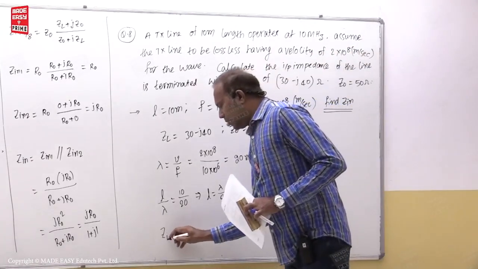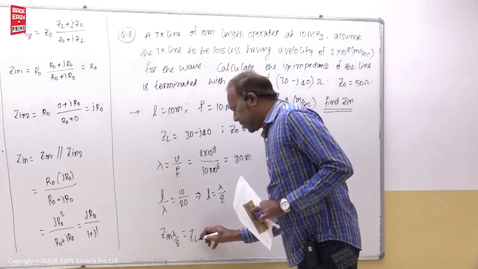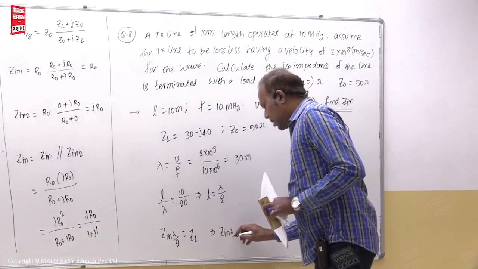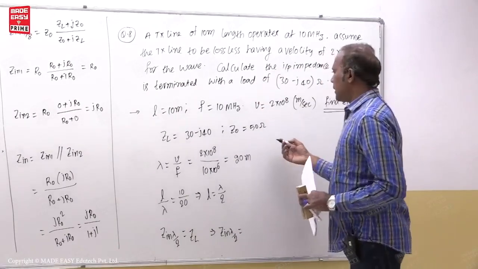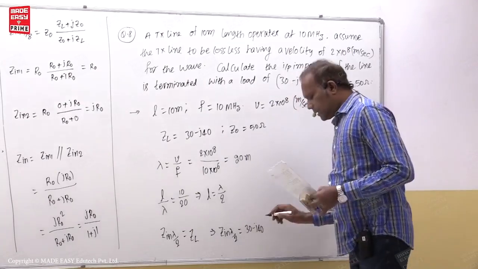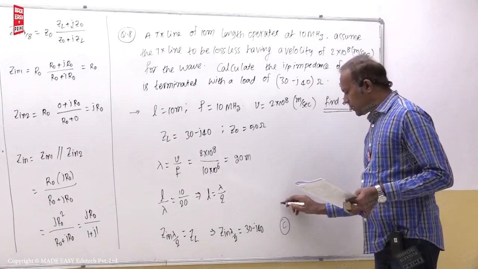So now the input impedance of this lambda by 2 transmission line is ZL. That implies the input impedance of this lambda by 2 line is nothing but the load impedance only, 30 minus J40. So that is the answer. So option is C. Option C.